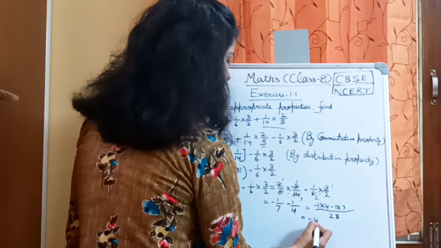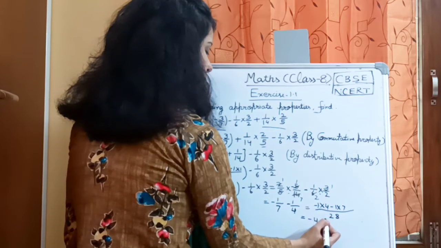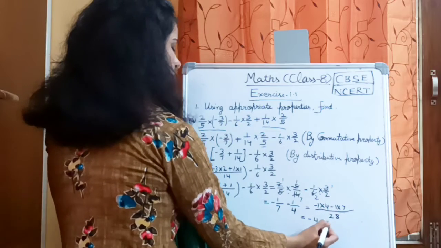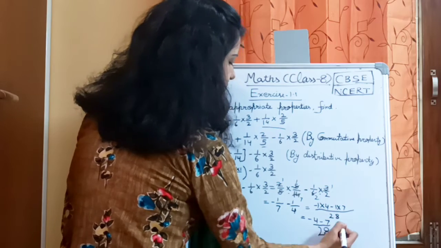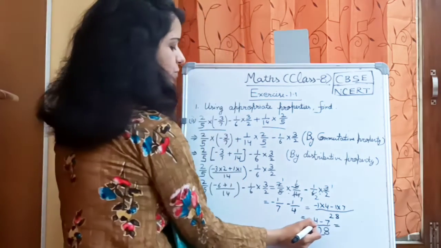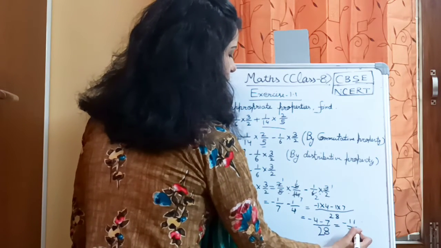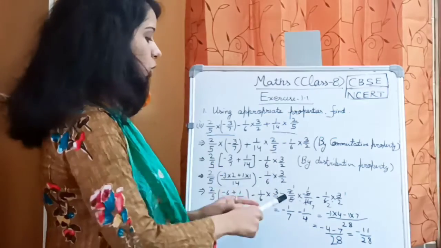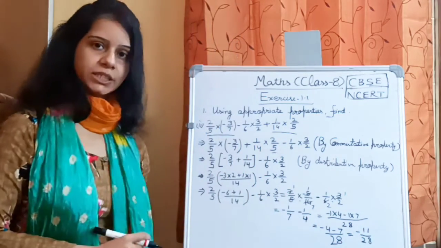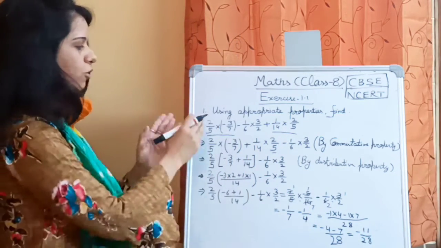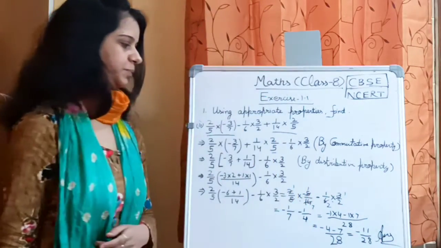We'll get minus 1 multiplied by 4 is equal to minus 4. Minus 1 multiplied by 7 is equal to minus 7 upon 28, which is minus 4 minus 7, equal to minus 11 upon 28. We have got the answer. Minus 11 by 28 is our answer of this question.